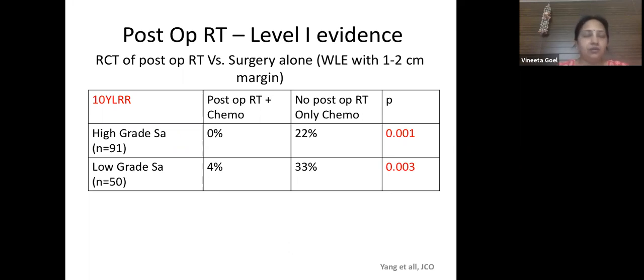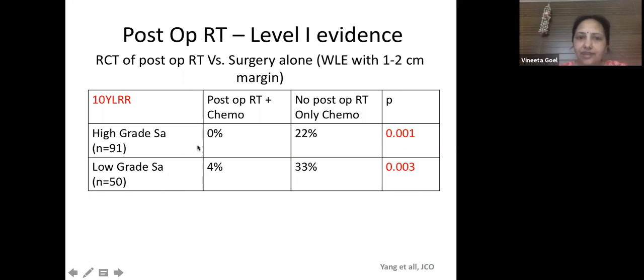This is another landmark trial which all of us should know. The principal investigator for this trial was Yang et al. It was published in JCO a long time back, where the patients were randomized to surgery alone versus surgery followed by post-operative radiation therapy. And here, surgery meant wide local excision with 1 to 2 centimeter margins. Most importantly, the 10-year local recurrence rates of this study are now available. So all the patients had surgery, all the patients got chemotherapy, and the randomization was post-op RT versus no post-op RT. This was a small study including about 150 patients.